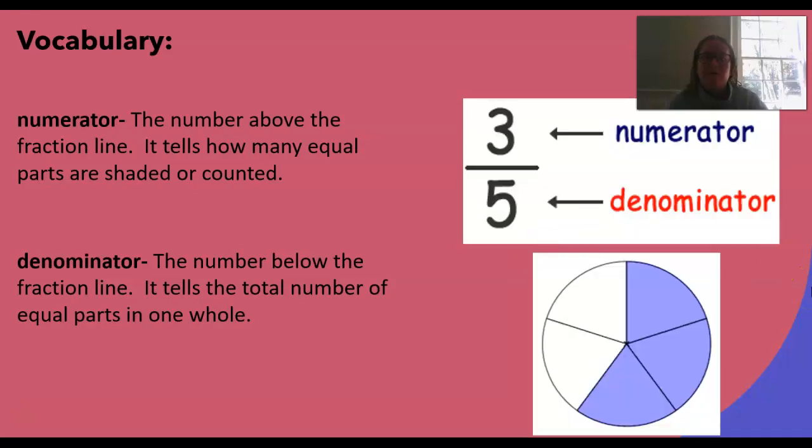So if we look at this model 3/5 and look at this shaded model down here, our numerator is 3 because we have 1, 2, 3 shaded parts. But then for our denominator, remember we count all the pieces, not just the unshaded ones. So we have 1, 2, 3, 4, 5. So this model is showing us the fraction 3/5.